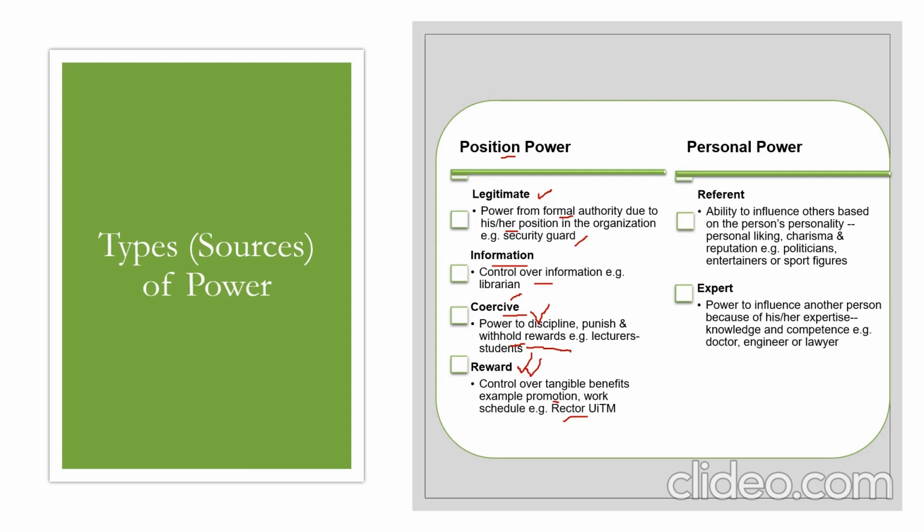So the rector is having a reward power where the rector can decide which lecturer to promote to a higher position. Okay, same goes to an ordinary organization. When the manager decides that employee A should receive 3 months bonus, employee B should receive only 1 month bonus. So the leader or the manager is having the reward power that is to decide on the reward to be given to the employees.